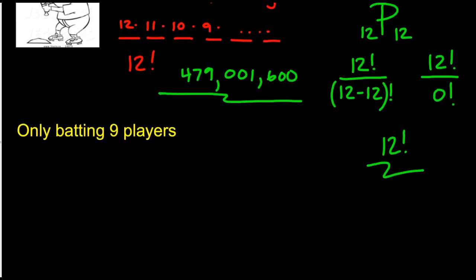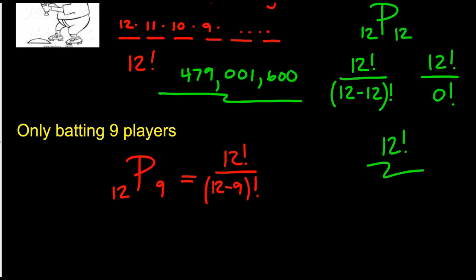If you're only batting 9 players, then order matters, so it'd be 12 permutation 9, 9 of them at a time. So it's a little less now. Now we have 12 factorial over 12 minus 9 factorial. So really you're dividing by a 3 factorial or something.